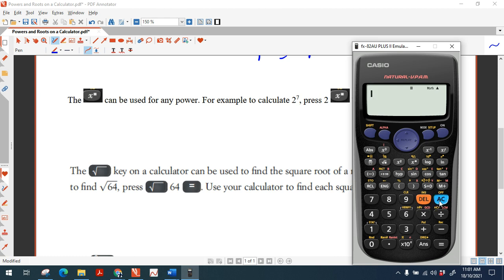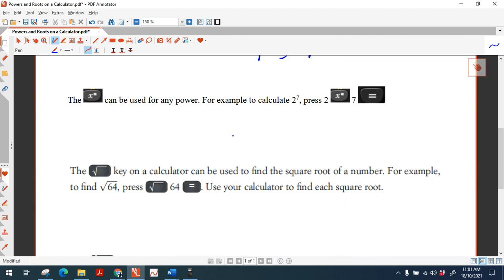So clear the screen, AC, and then press 2. Now the general power button is just next to the squared button, so you press that. Notice a little blank there asking you for the power 7, and then you press equals, and that's 128. All right, so do that again. 2, and then the power button, and 7 equals 128. So we can write that down now. So 2 to the 7 is equal to 128.